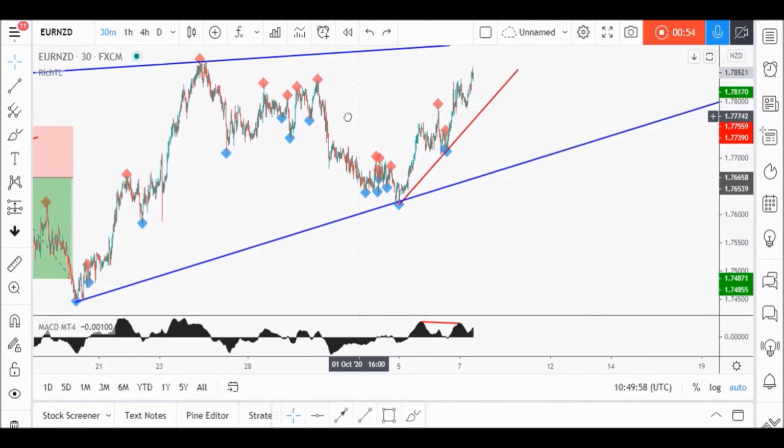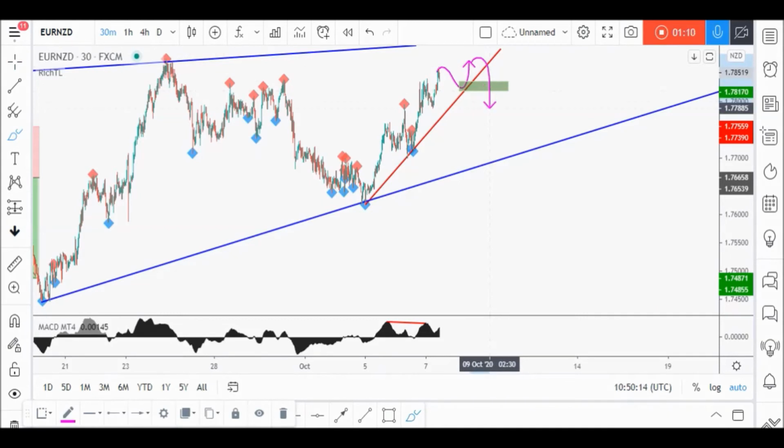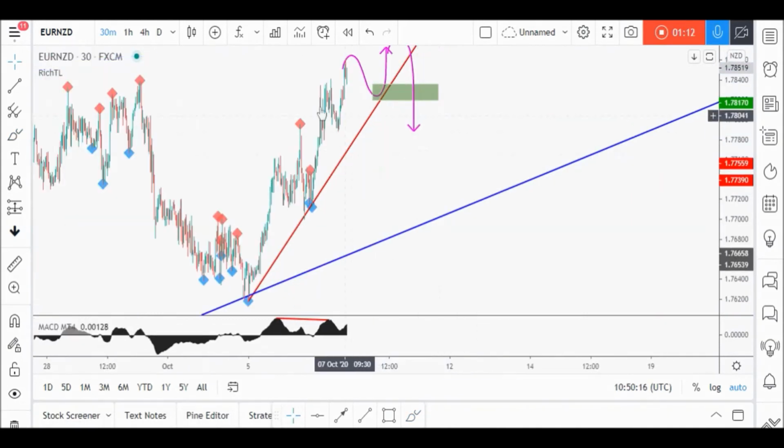And here's the view from M30 from a short-term perspective. And we are waiting for our third confluence. So we'll be waiting for a third swing to form around our lower red trend line to consider it valid. And then we will enter sell after a momentum candle close below it.